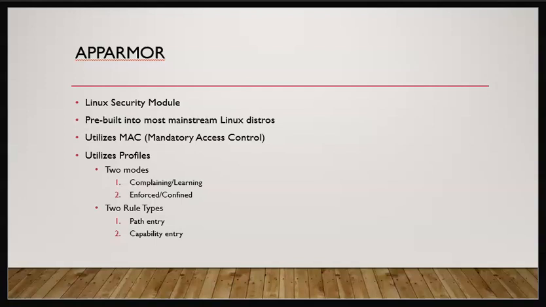Whereas enforcing/confined mode will enforce the defined policy for the profile, and it will report any violation attempts to that policy. So there is no warning. It is a definite no. There are also two rule types within the profiles in AppArmor: path entries and capability entries. Path entries define which files the application can access, while capability entries decide the privileges a process is allowed to use.